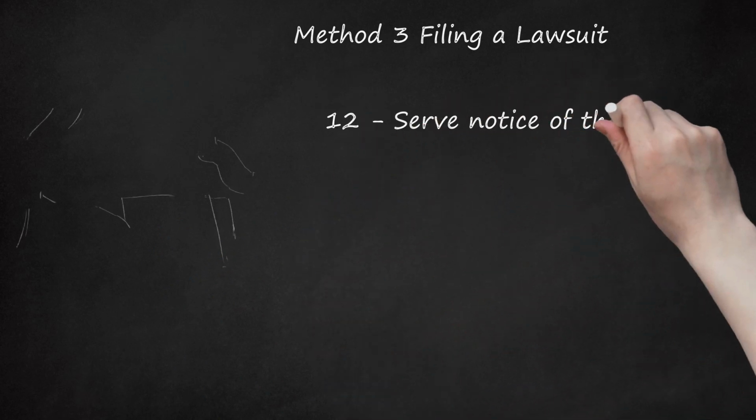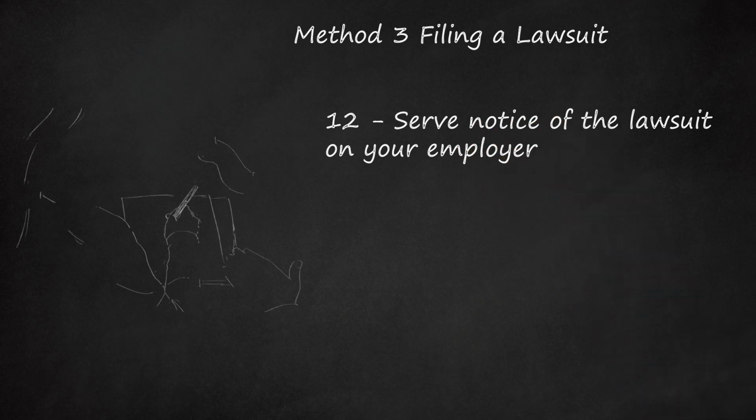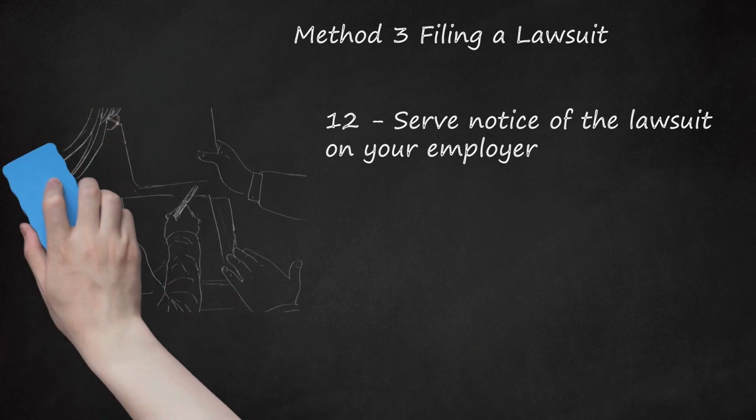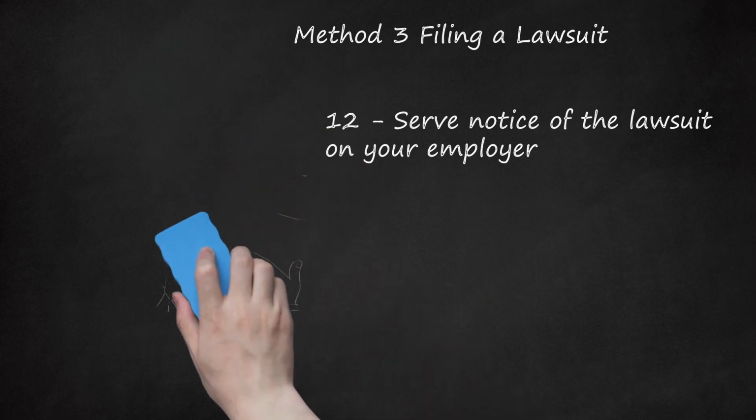12. Serve notice of the lawsuit on your employer. You have to give your employer a copy of your complaint and a summons, which you can also get from the clerk to fill out. The clerk needs to sign the summons before you serve it on your employer. Generally, you can serve the summons and complaint by having someone 18 or older make hand delivery. This person cannot be you or anyone who is a party to the lawsuit. For example, you could hire a private process server to make delivery. You can find them in your phone book or online.